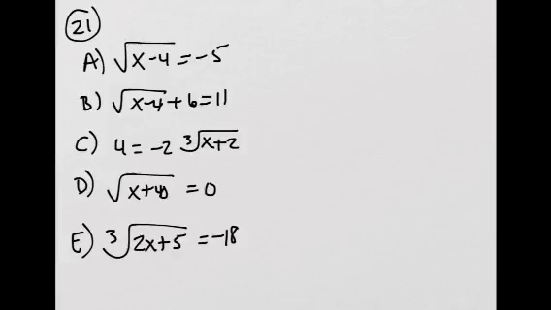Alright, so for 21, they want you to state how many real solutions there are. For the first one, the square root of a number is not negative. So for the first one, there is no solution, because of the negative in front of the 5. For B, you move the 6 over, and it becomes positive 5. When you square both sides, you have x by itself, so that's going to give you one solution. For C, you divide by -2 on both sides, and that gives you -2. You cube both sides, and x will be by itself, and so that's also going to give you one solution.